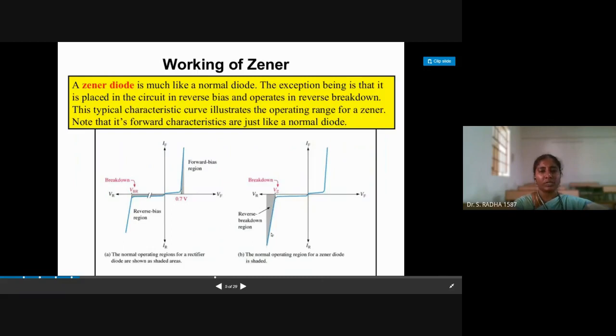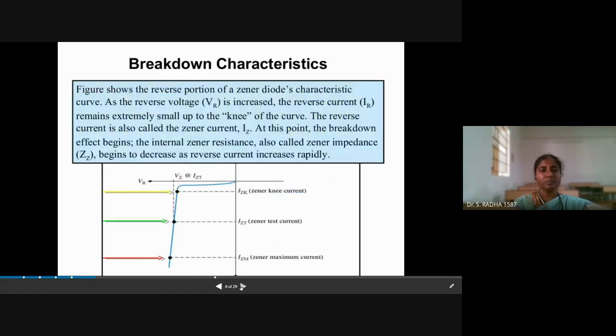Here the current is present. The forward current will always be in milliamperes, the reverse current will be in microamperes. Both in the PN diode as well as the Zener diode, forward current will be high compared to the reverse current. If you see, these are the different names given: Zener knee current, Zener test current, Zener maximum current. This is the maximum value of current flow.